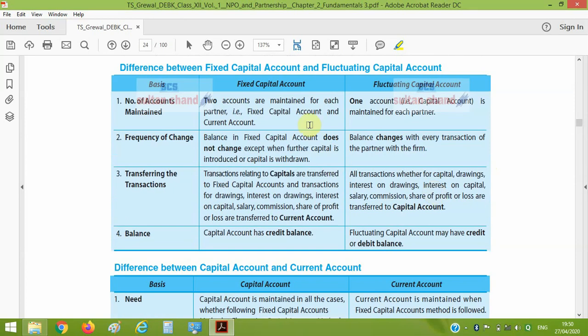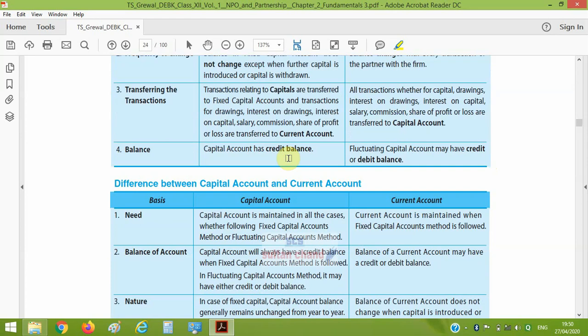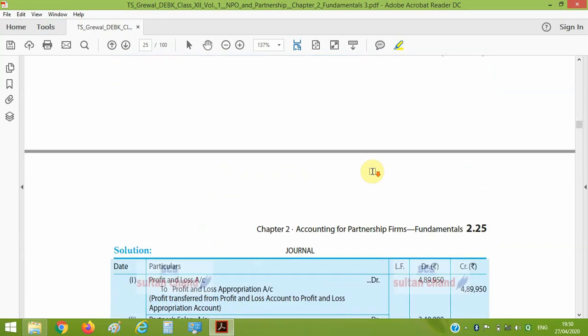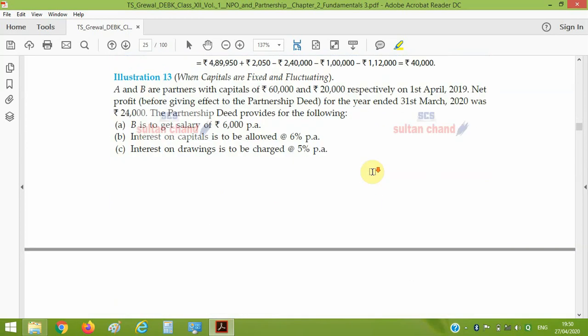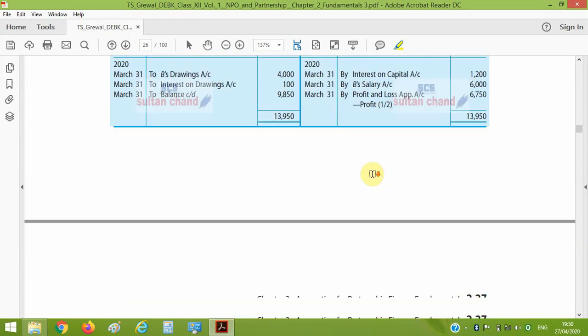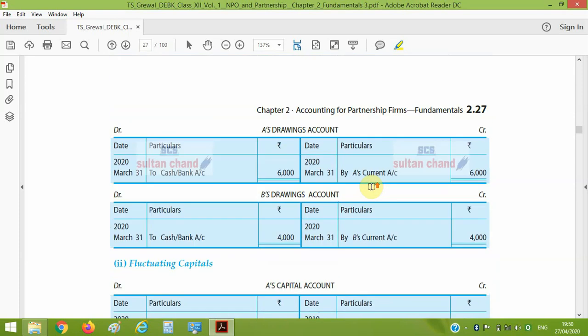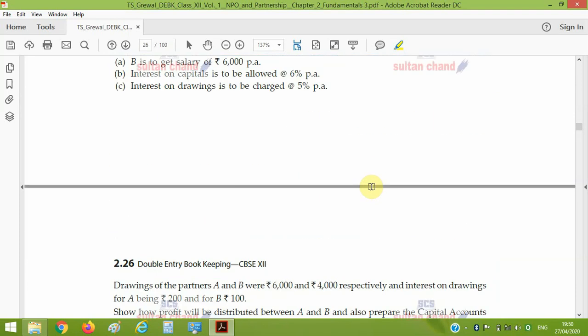Now, the difference between fluctuating capital and fixed capital, you can do. There is no big difference or any conceptually tough part here. Then the capital account and current account, the difference between these two. Now we move toward a question in which the question is done with both methods so we can understand the difference. Here's the question. I am reading the question.